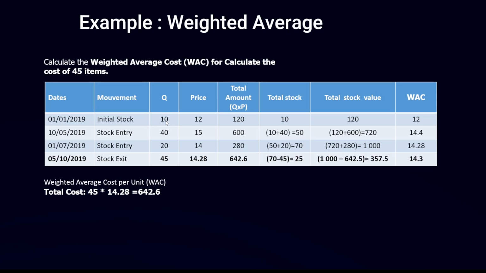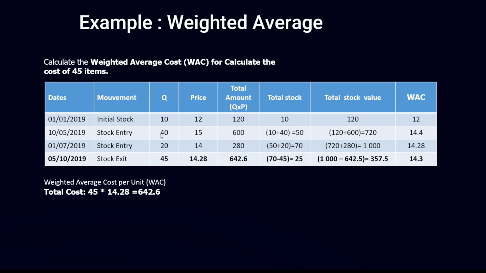This is the first purchase with 10 multiplied by 12, and we get 120 as the total cost. So the total stock at the end of this period is 10. This is the cumulative value. Then the total cumulative value for stock is 120. Our weighted average cost is calculated by dividing 120 by 10, and we get $12.